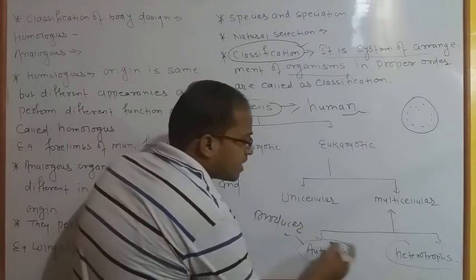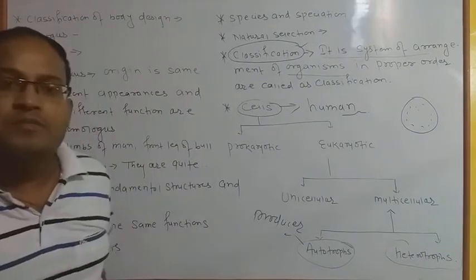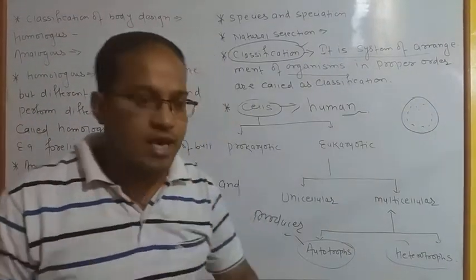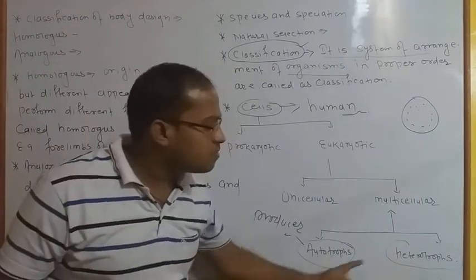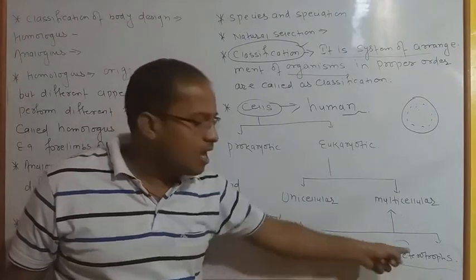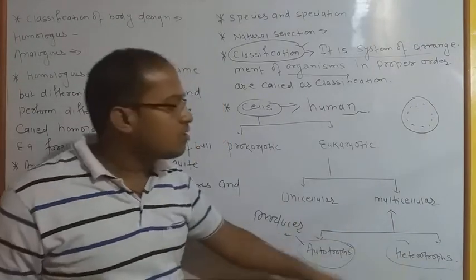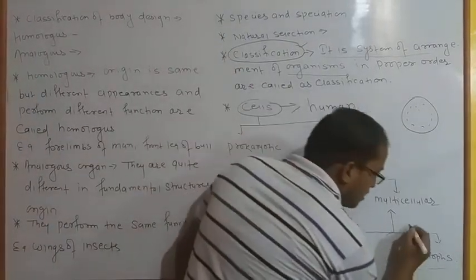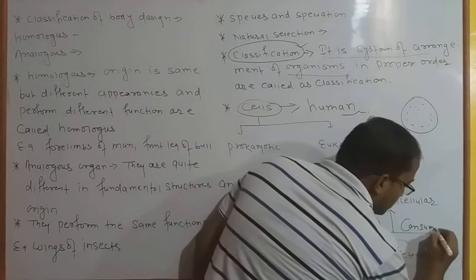Okay. And second, heterotrophs. Heterotrophs means those organisms which are directly dependent on the autotrophs to take in their food materials, and heterotrophs are called consumers. Okay, so they are called consumers.